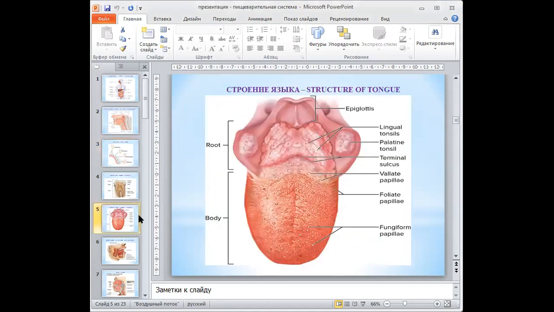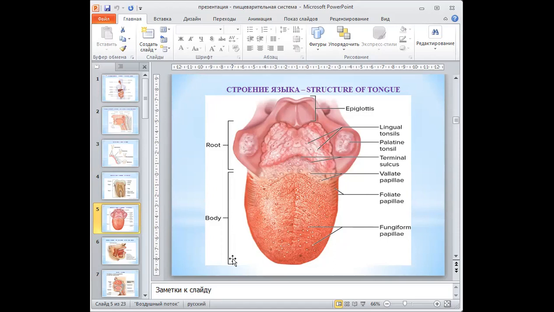Tongue. The tongue consists of three parts: the tongue root, tongue body, and tongue tip. The tongue is covered with epithelium and a glandular membrane. There are papillae on the surface of the tongue. There are four types of papillae.